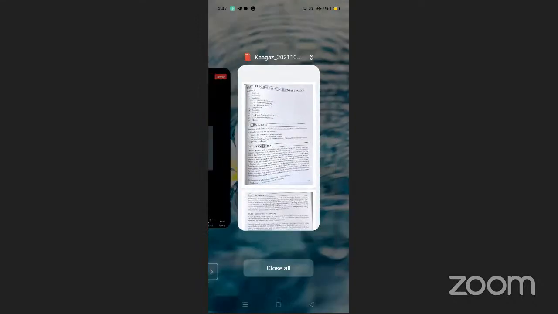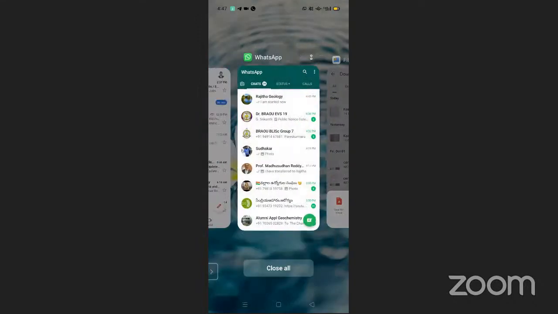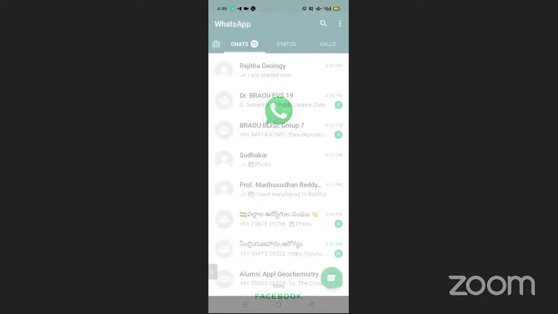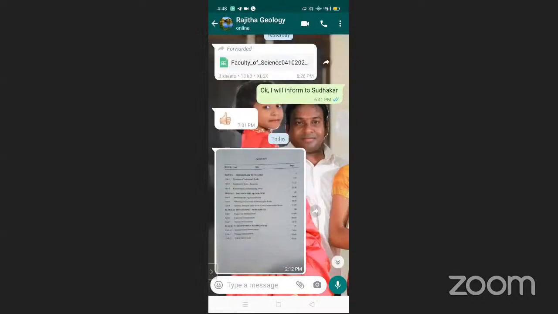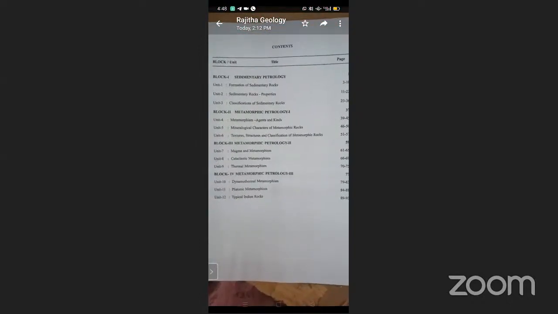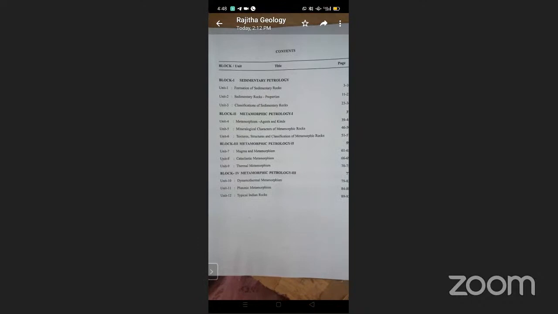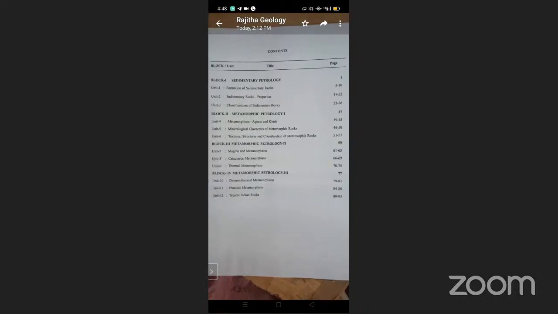Before going to that, what are the topics we are going to cover? That we also have to see once. I'll tell you the units in sedimentary petrology. The first unit talks about the formation of sedimentary rocks. In the second unit, sedimentary rock properties. Third unit, classification of sedimentary rocks.